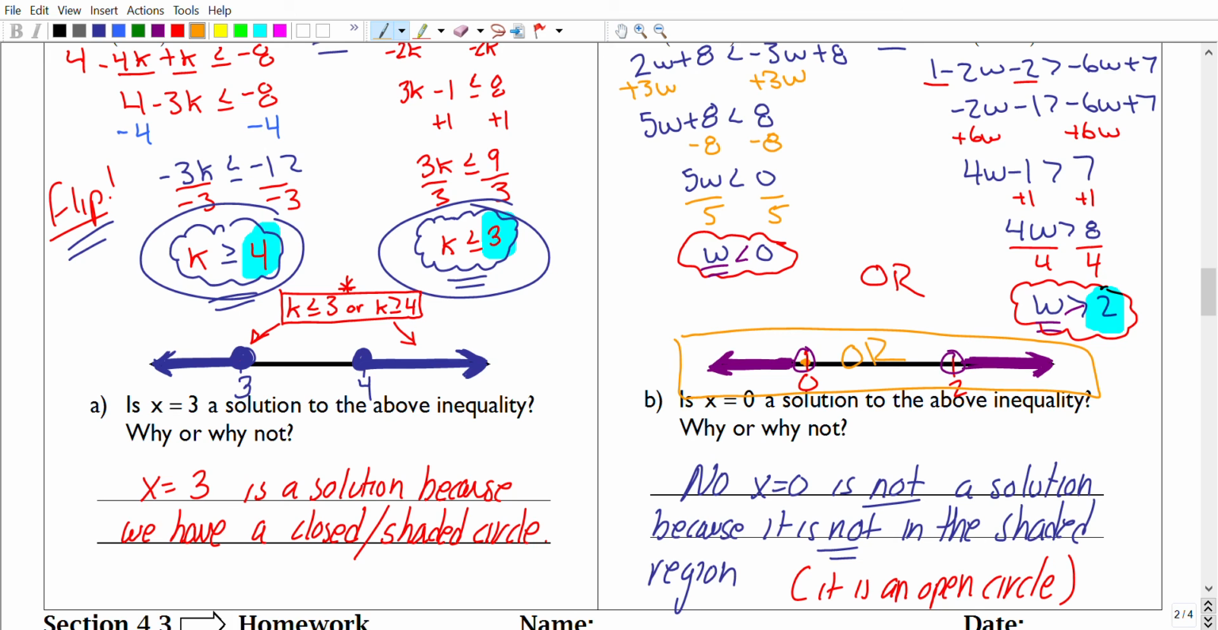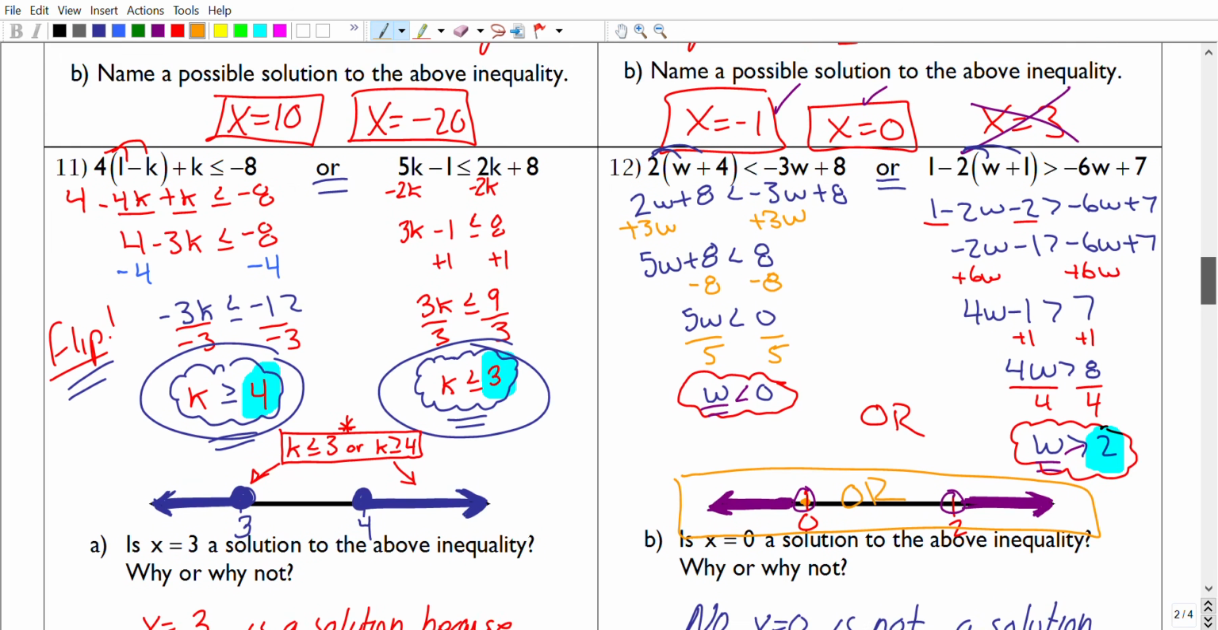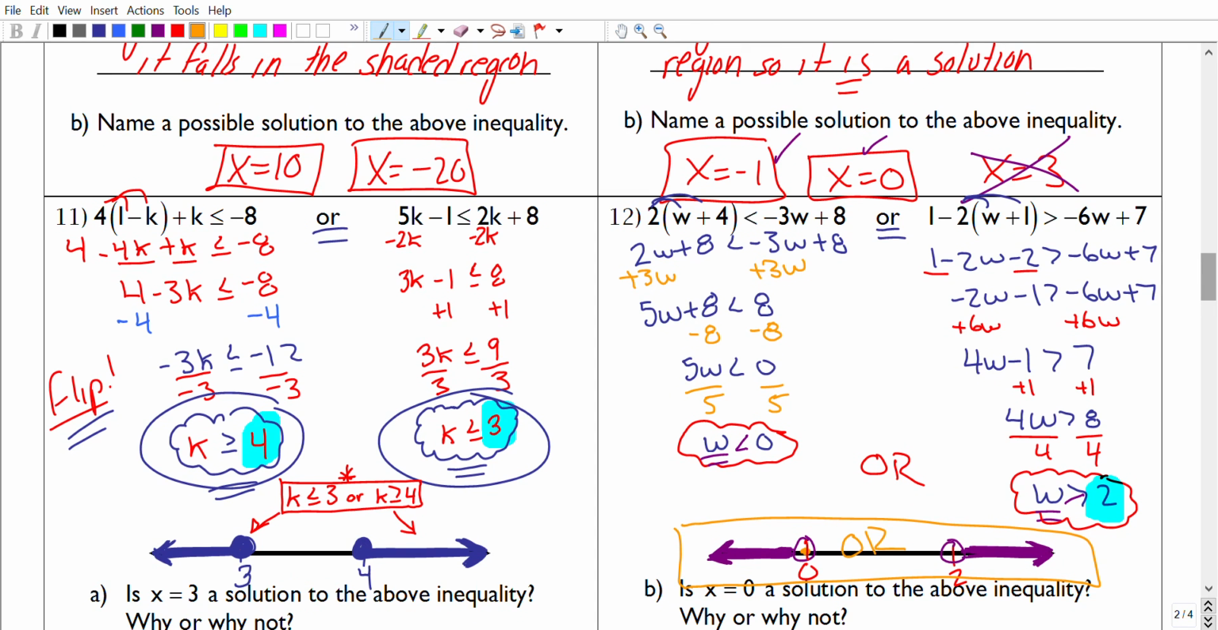Okay? Besides that, if you start with the equations, like what you did on number 11 and 12, and they automatically tell you it has to be an or statement, then you know at the end of the day you're going to have to graph something that goes both to the left and to the right. Okay? And I think that's it for the quick summary on this section, guys.